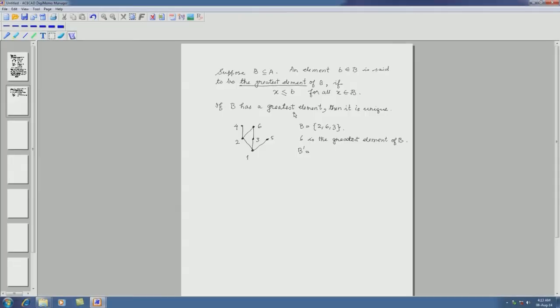But we can also construct in this same partially ordered set subsets which do not have greatest elements. One such subset is, well, let us write B prime, which is equal to 2, 4, and 6. So, here we are considering this node 2, 4 and 6, and we see that we do not have any greatest element.